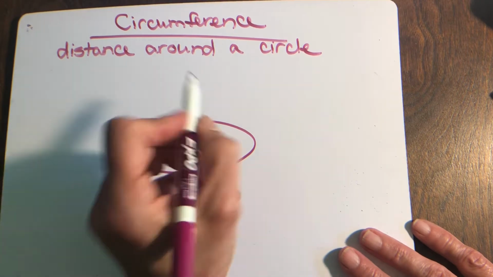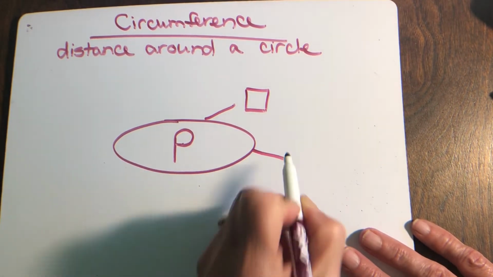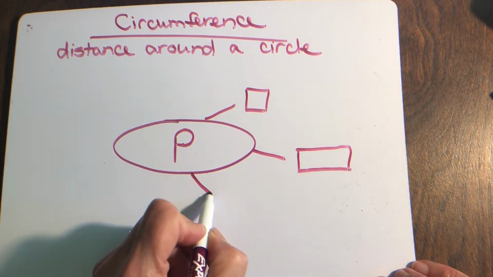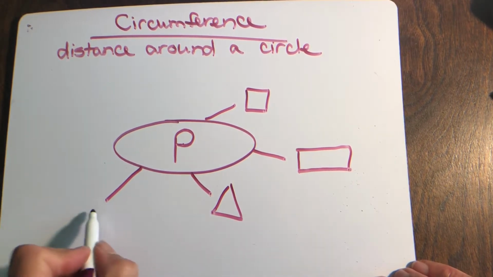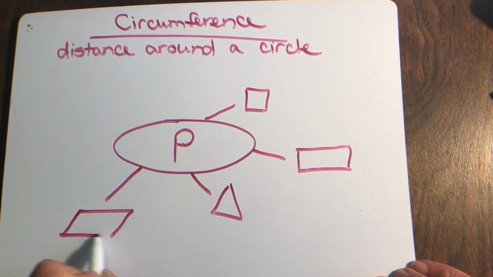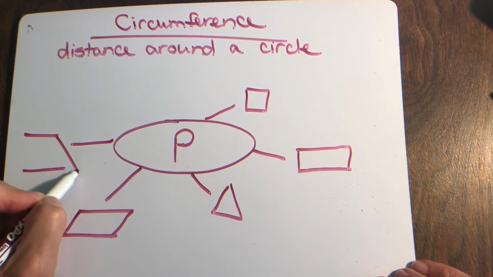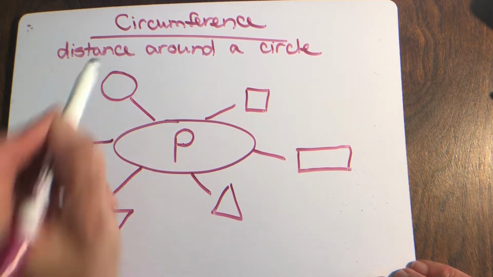We've talked about the perimeter of a square, where all sides were equal. We've talked about the perimeter of a rectangle, where you have 2 long sides and 2 short sides. We've talked about the perimeter of a triangle, a parallelogram, and a trapezoid. And now we're going to talk about the perimeter of a circle.